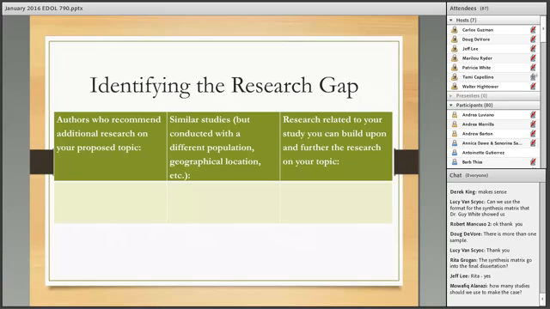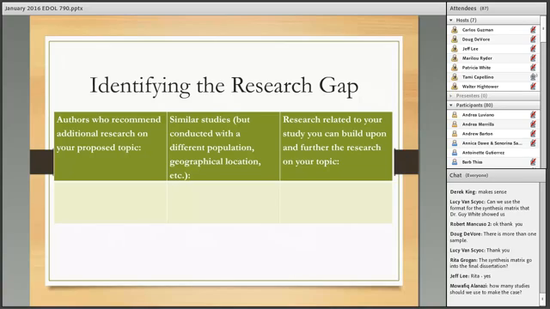So we have a question down in the chat box about how many studies we should use to make the case. Well, again, every topic is going to be a little bit different. For example, for my dissertation topic, there is only one author doing any research in my exact topic, so there was only one author that was recommending additional research on my topic. But depending on your topic, you might have 5 authors recommending additional research.